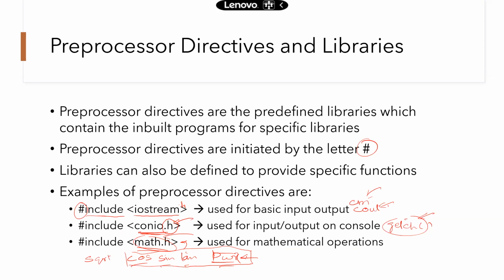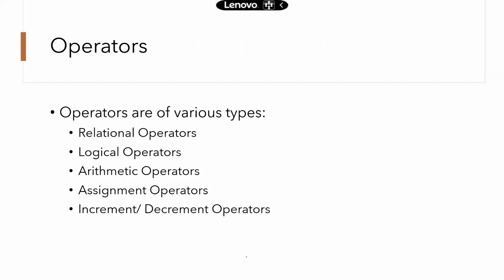Some of the top lines would be your preprocessor directives, where you'd be including all the libraries. We're going to see in the slides coming ahead how we define these preprocessor directives before we start a program. Then there are operators. These operators are of various types: relational operators, logical operators, arithmetic operators, assignment operators, and increment and decrement operators. We're going to see all these kinds of operators in the next slides.